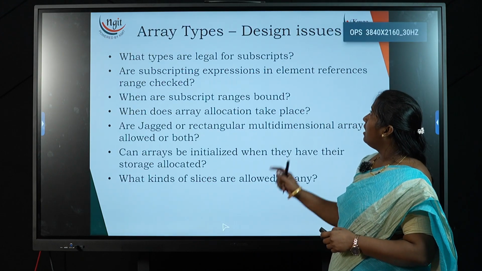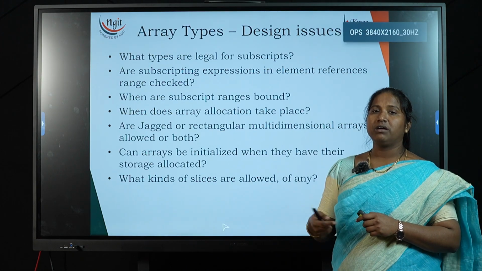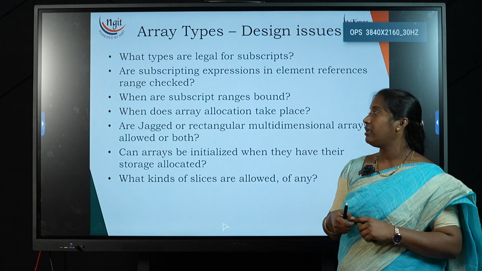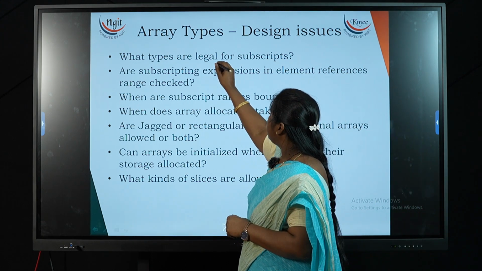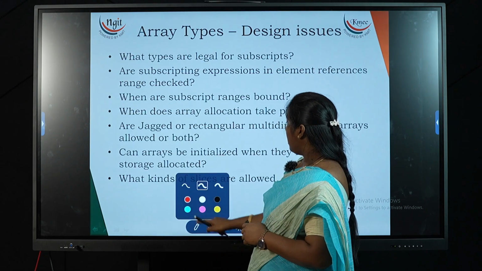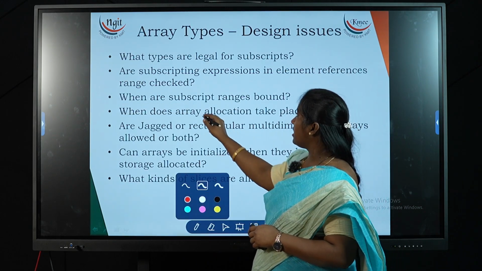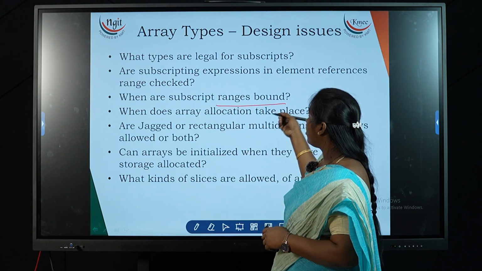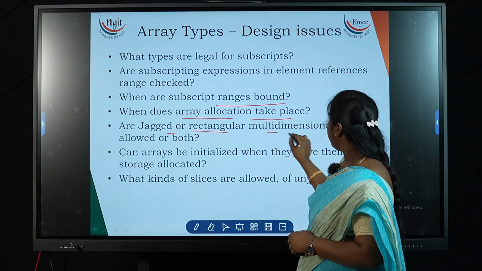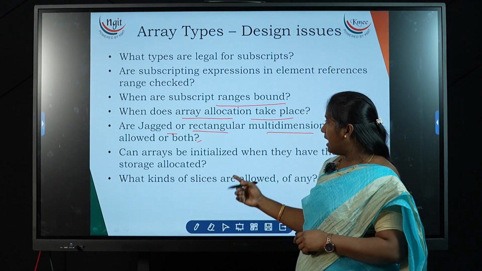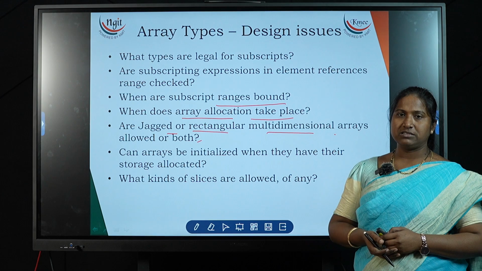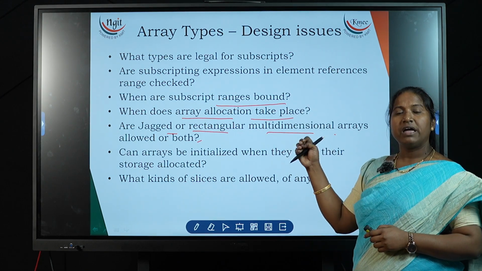Alright. So there are some design issues supported in other programming languages when you consider arrays. What types are legal for subscripts? Are subscripting expressions in element references range checked? When are subscript ranges bound? When does array allocation take place? Are jagged or rectangular multi-dimensional arrays allowed, or both? Can arrays be initialized when they have their storage allocation? What kind of slices? All of these are related to arrays.